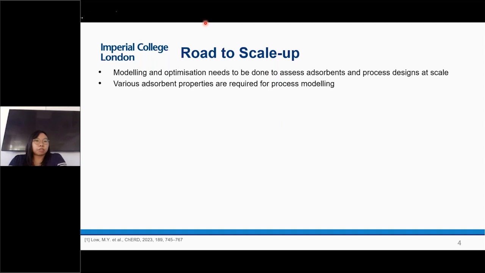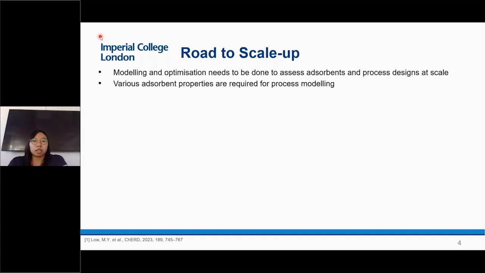So, in terms of how we do this scaling, in terms of how we go about the scale up, before you go spending money to build all these new plants, you'd first want to do modeling and optimization in order to assess how different adsorbents and process designs could work at scale.